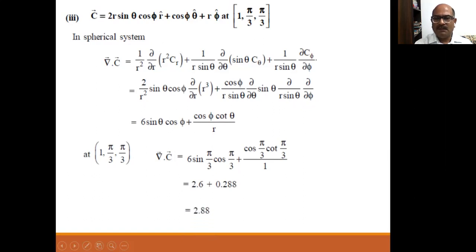So it's a very simple step-by-step process how you will get the divergence of the given function, the given vector field at the given point. First you find the divergence using the relation that we had, and then we use this 2.88. Okay, so in this manner we can easily find the value.